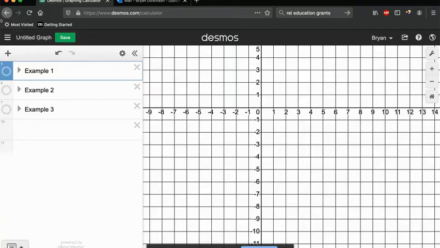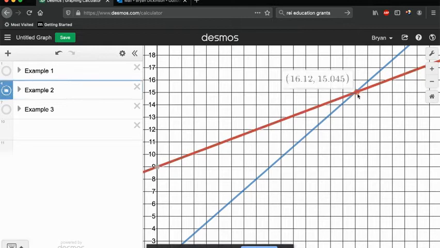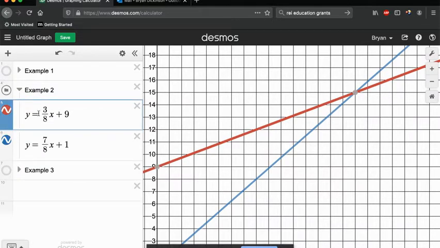But more importantly, if I open up these two lines, notice, sure enough, that our two original equations, when graphed, meet at the point (16, 15). So this is just me verifying my answer graphically.